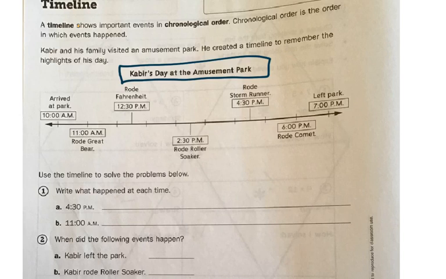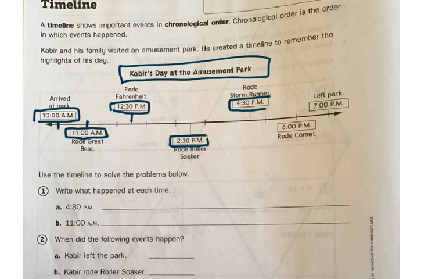When I look at this timeline, I look at the first thing. He arrived at the park at 10 o'clock, so that's an important event. Then as we go across the timeline, at 11 o'clock, he rode the Great Bear. At 12:30, he rode Fahrenheit. These must all be roller coasters. And then at 2:30, he rode Roller Soaker. I bet he got wet on that one.